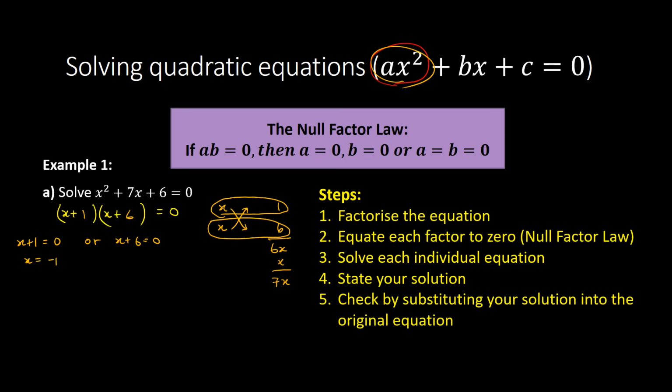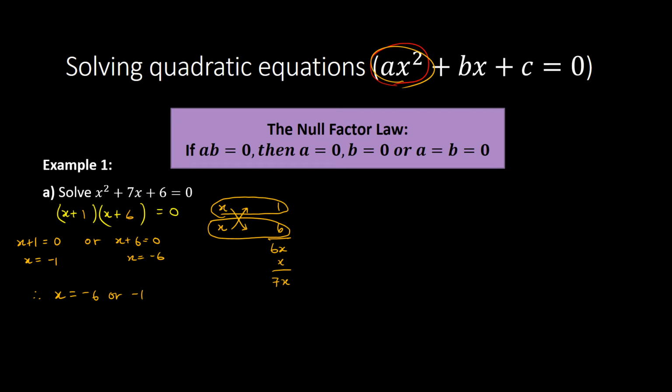We've factorized the equation. Our step 2 is to use the null factor law. We know that if we've got two things multiplied together to get 0, then either the first one is 0, or the second one is 0, and then we just solve these. Step 3, solve the individual equations. x is -1 or x is -6. And then step 4 is state your solution.